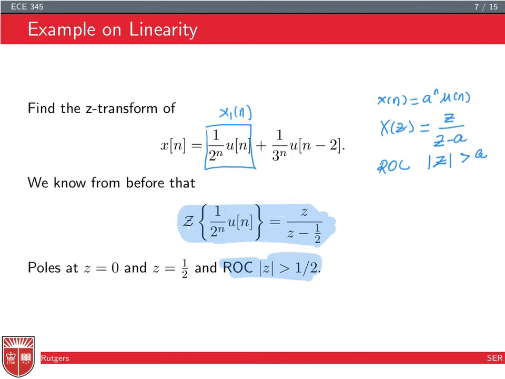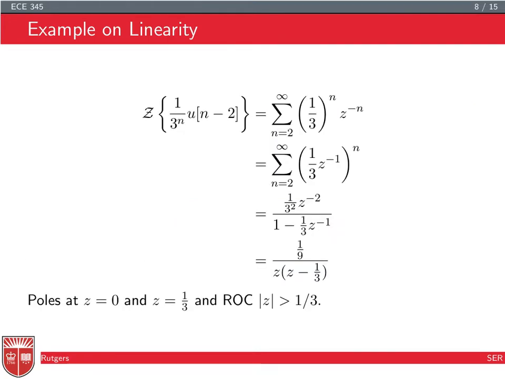Now let us try to find the Z transform of the second part of the signal, which we denoted by x2 of n. That's what I want to do next. I want to find the Z transform of the signal 1 over 3 to the power n, u of n minus 2. This is again a signal that you've almost seen before. The only slightly annoying thing is that here the step function is u of n minus 2, which means that the signal starts at n equal to 2.